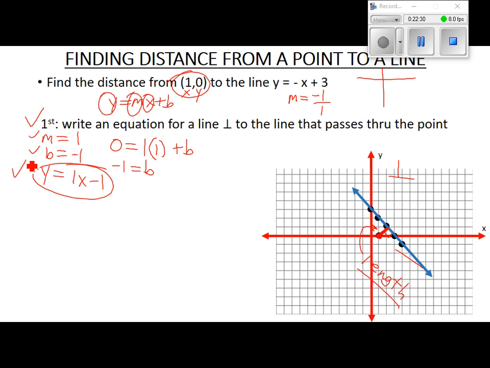Now it's actually the equation for the whole line, but we don't want that whole line. We just want the part from that point to there. But that's still the same equation.